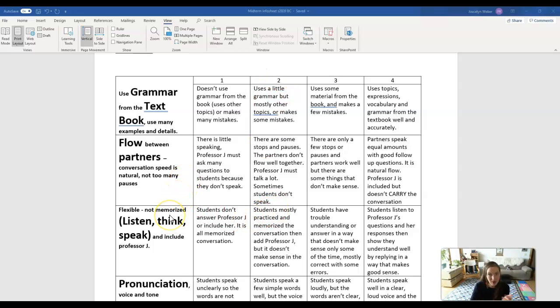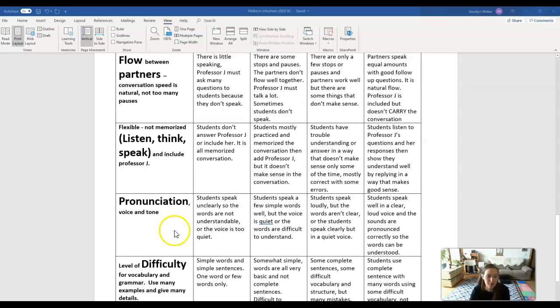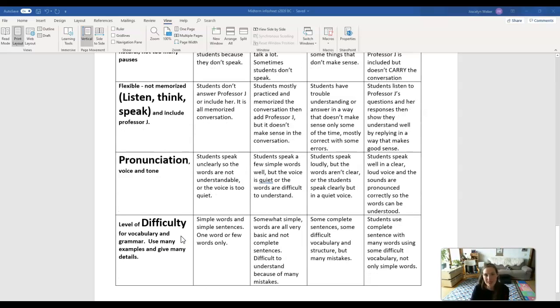And then flow between partners. This is asking good follow-up questions and listen, think, speak. This is not just memorized conversation, but you listen and you are having a normal, natural conversation style. It's not like robots. Pronunciation, this is your English skill. Can I understand the words? And difficulty, this is, did you make some sentences? And did you use some vocabulary that is not just simple, not just one-word answers or two-word answers, but making sentences and using vocabulary? Okay, so that is how you will get your score.